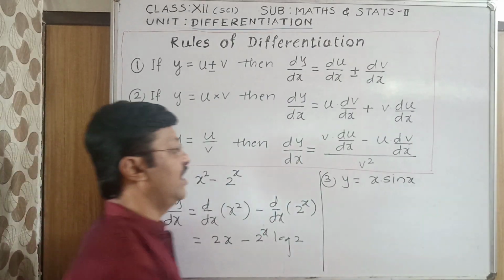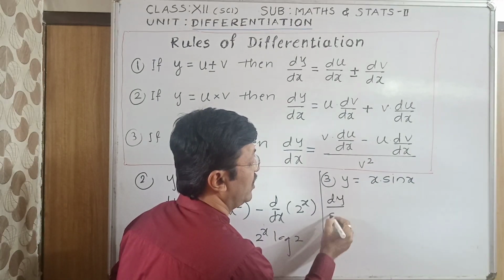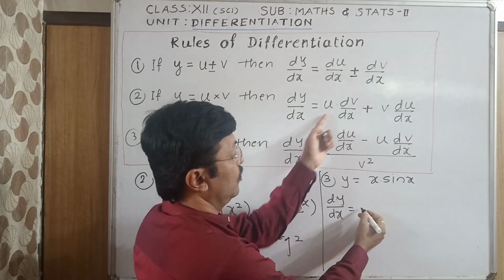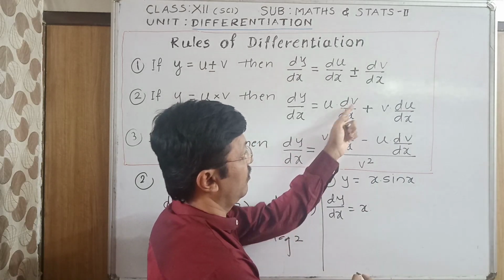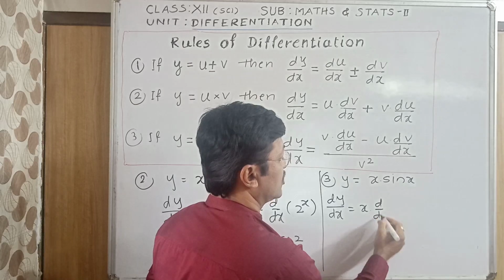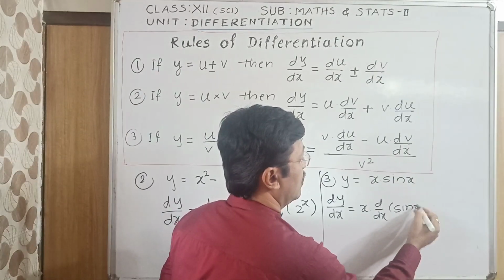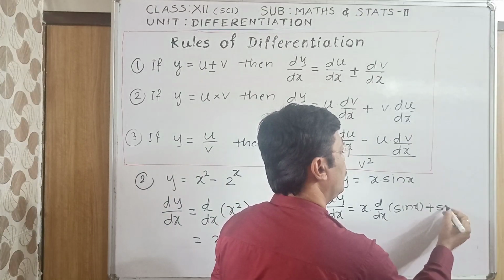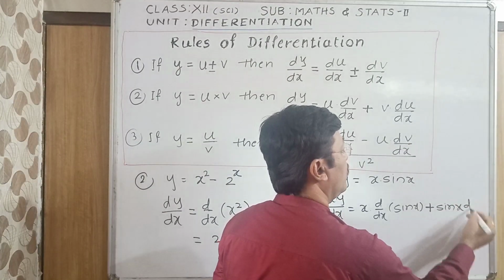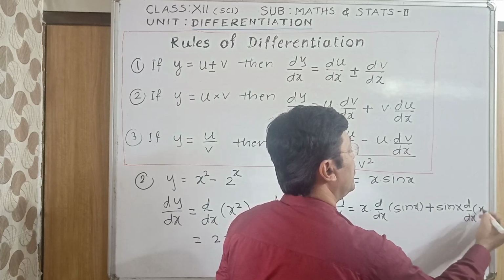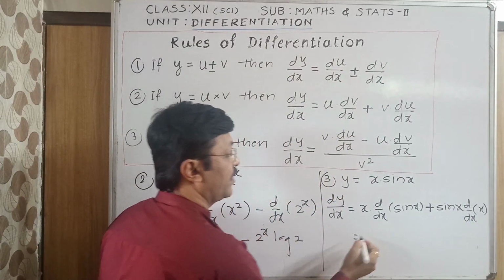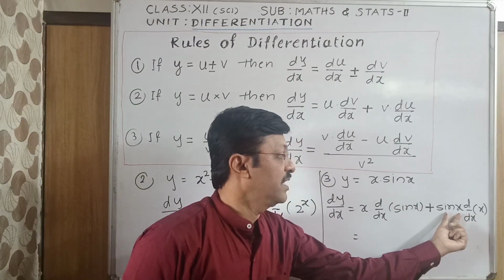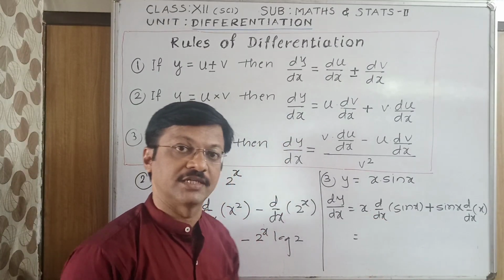Here you have dy by dx. Differentiation will give you dy by dx is equal to u, which is x, into d by dx of v, which is d by dx of sin x, plus v, which is sin x, into d by dx of u, which is x. Now we just have to find the derivative of sin x and the derivative of x. This sin x and this x will be repeated in the next step.